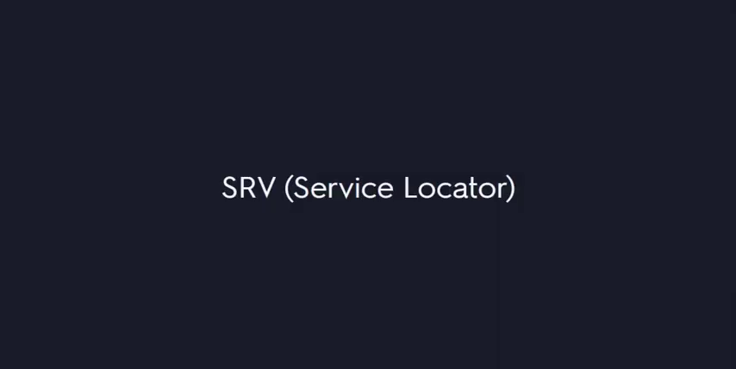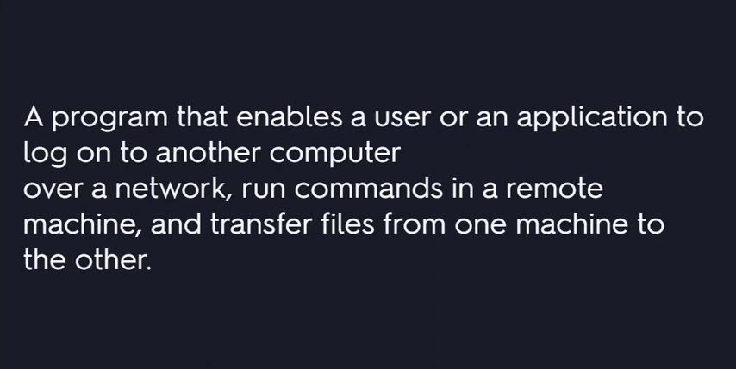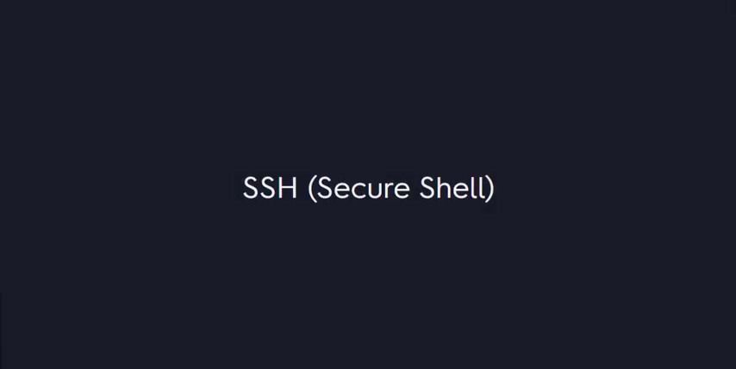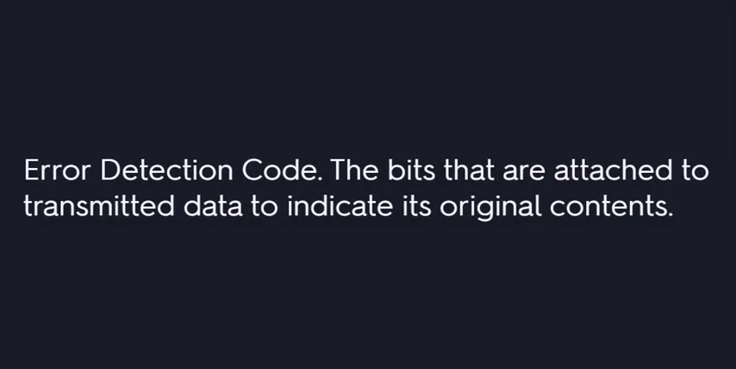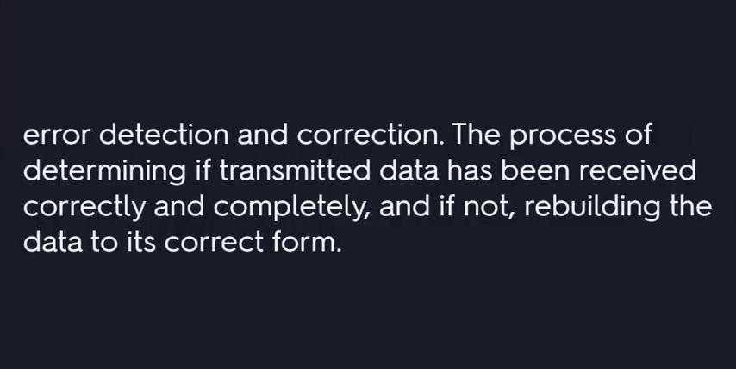SRV. A program that enables a user or an application to log onto another computer over a network, run commands in a remote machine, and transfer files from one machine to the other. SSH. Error detection code, the bits that are attached to transmitted data to indicate its original contents. EDC. Error detection and correction, the process of determining if transmitted data has been received correctly and completely, and if not, rebuilding the data to its correct form.